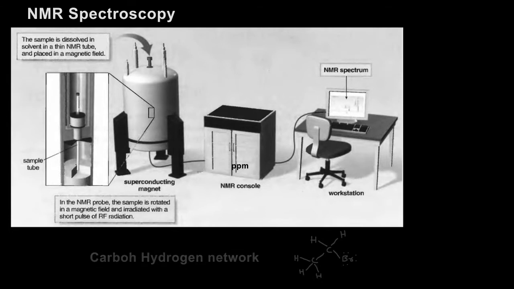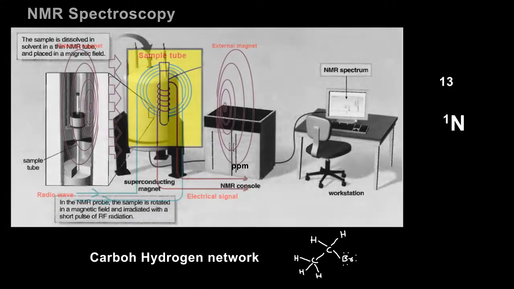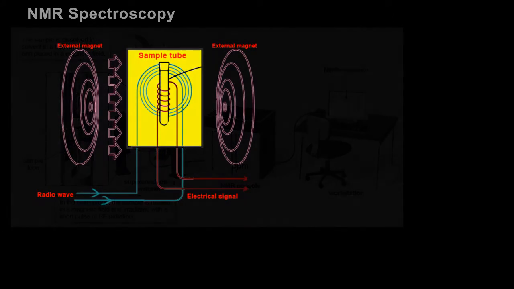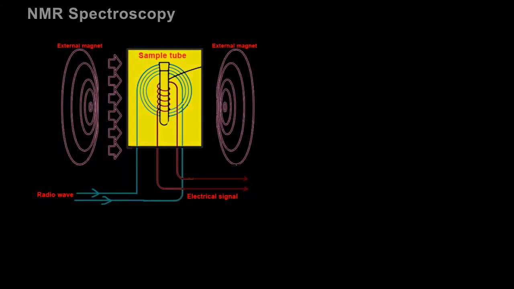NMR can be used to identify the carbon-hydrogen network of a molecule. Nuclei with an odd mass or odd atomic number have nuclear spin and can give an NMR signal. We can see carbon-13 and hydrogen-1 NMR. The cartoon represents NMR spectroscopy.